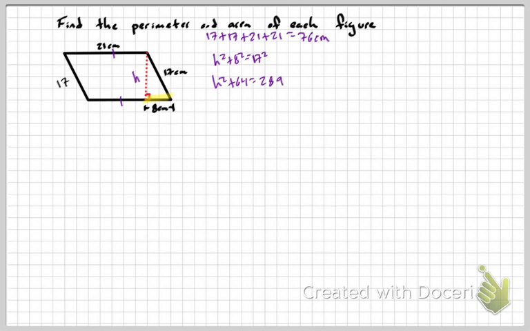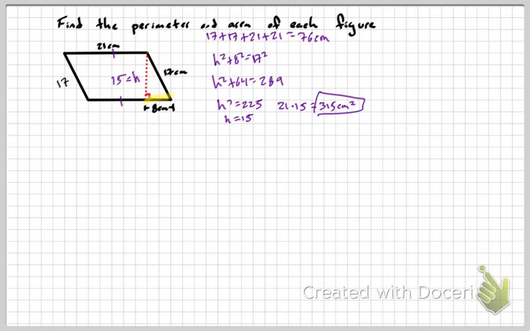Subtract 64 from 289, we get h squared equals 225. Square root of 225 is 15. So our height is 15. So now to find our area, we just do 21 times 15. And that gets us 315 centimeters squared.